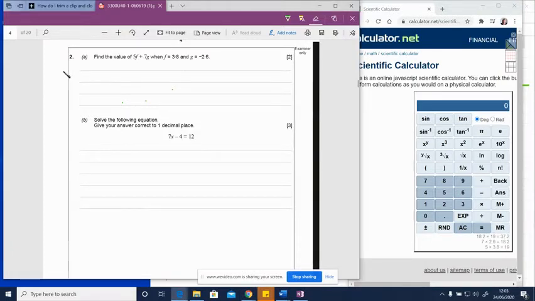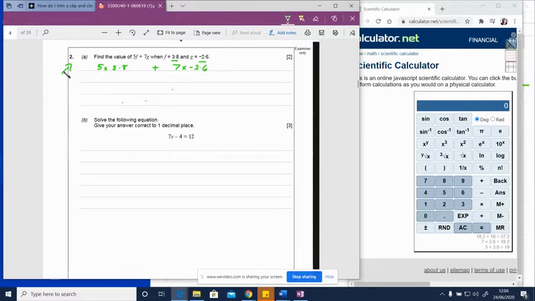Question 2. Let me get my pen again. Question 2, Part A. Find the value of 5f plus 7g when f is equal to 3.8 and g is equal to minus 2.6. So I'm going to substitute those values into the equation. 5 times 3.8 plus 7g, so 7 times, and remember it's minus 2.6.